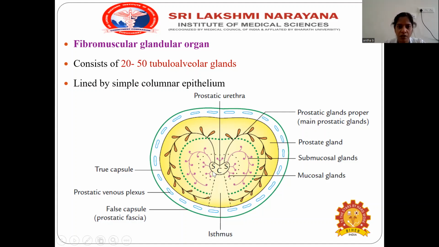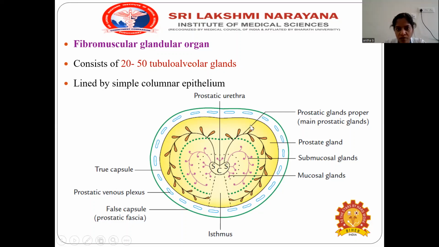And how are they arranged? This middle part is the prostatic part of the urethra. The zone near the prostatic urethra contains mucosal glands. They will have a duct, and that duct directly opens into the prostatic urethra. Just see here, mucosal glands. In the next layer, you can see the submucosal glands. They drain into a duct, and that duct drains into the prostatic urethra.